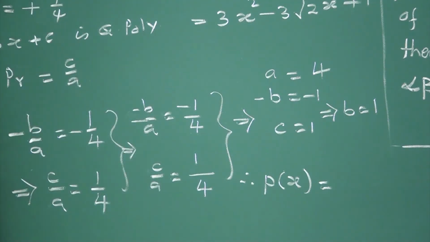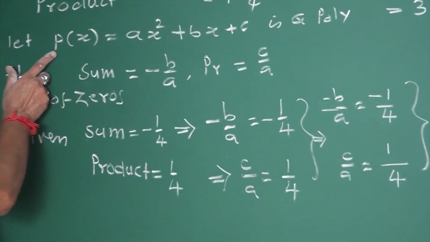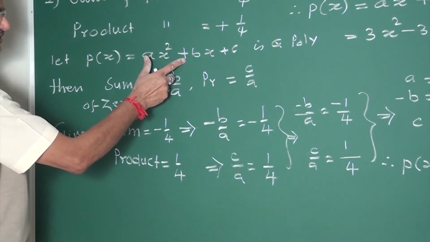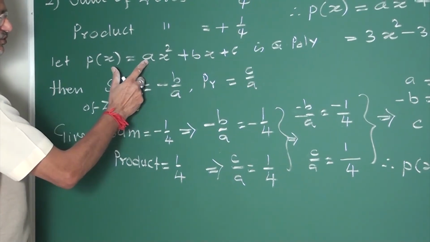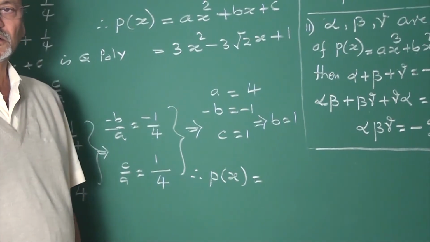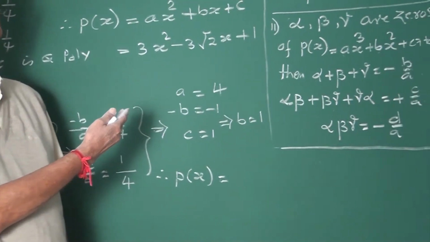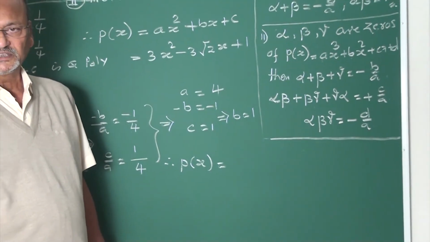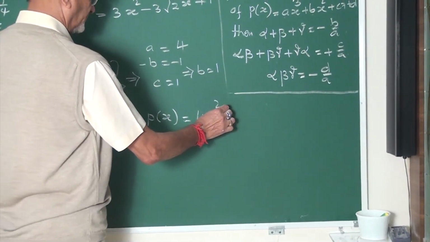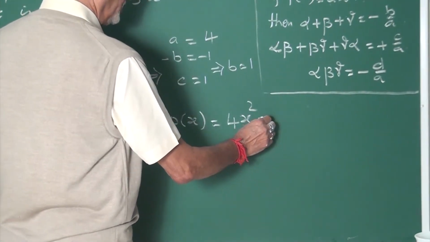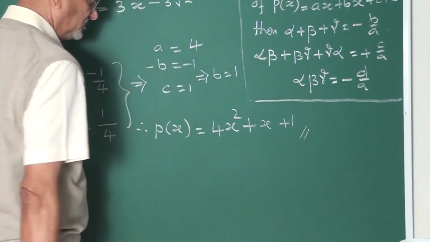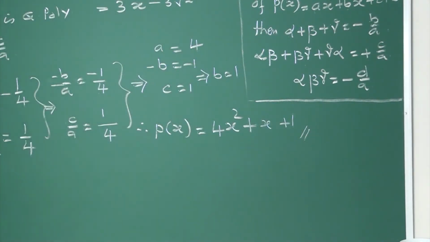After substituting all these values, my friend, P(x) equal to A x squared plus B x plus C. Substituting the values of A, B, C, we get our required polynomial. See, my friends, values of A, B, C are ready. Just substitute A as 4, quadratic, x squared, B as 1 into x, plus C as 1. This is, my friend, what you wanted, the required polynomial.